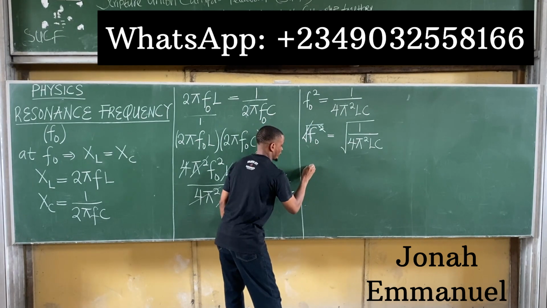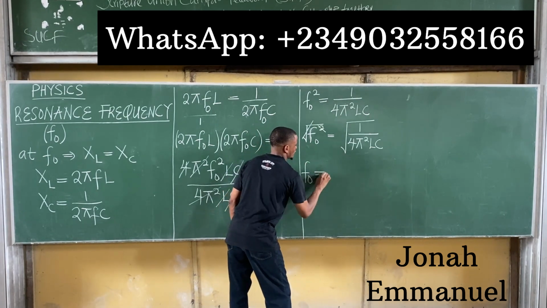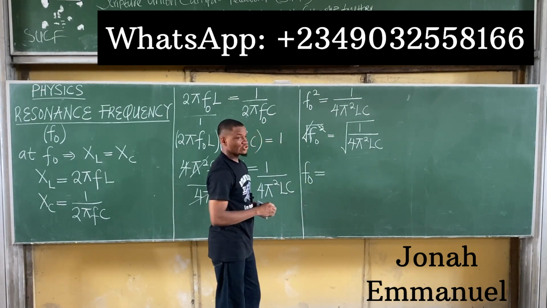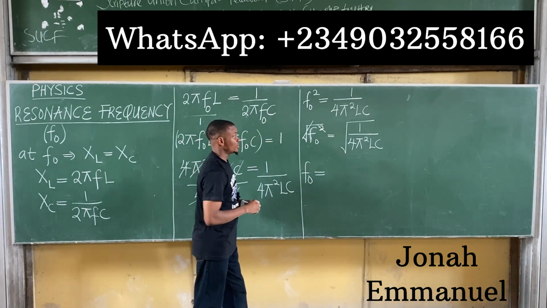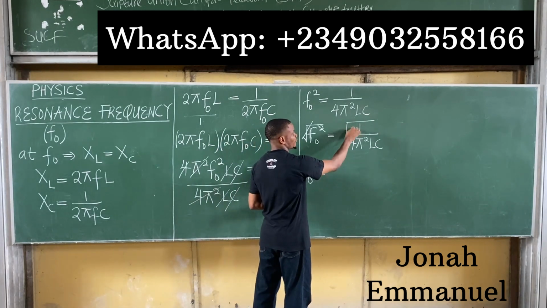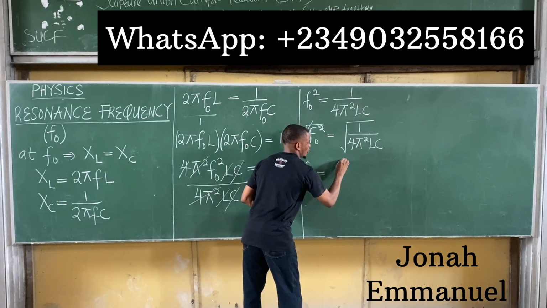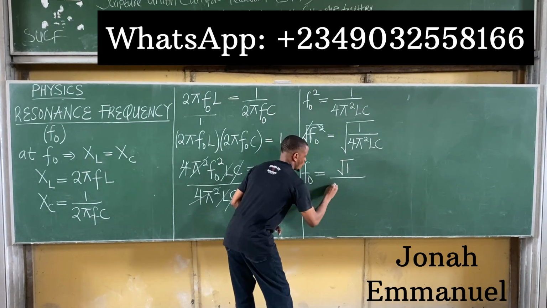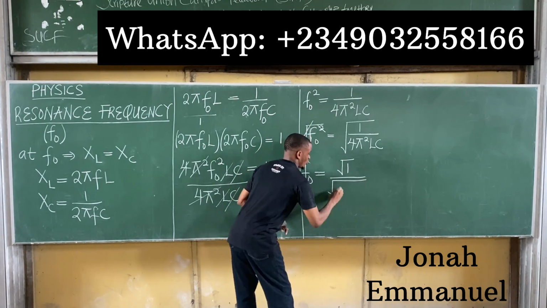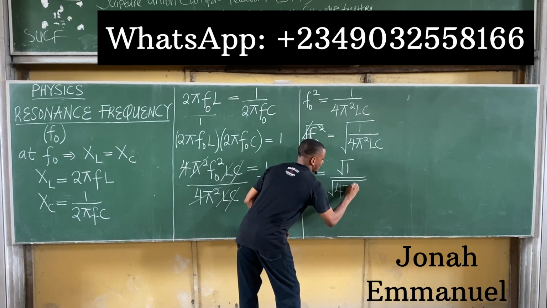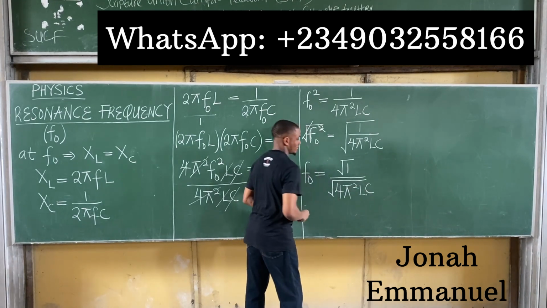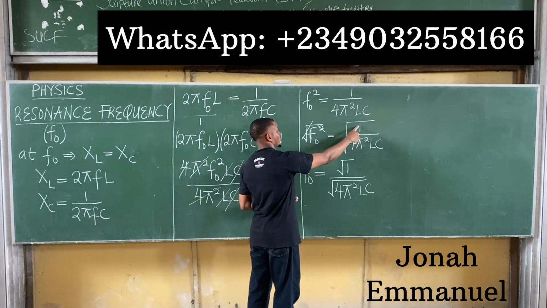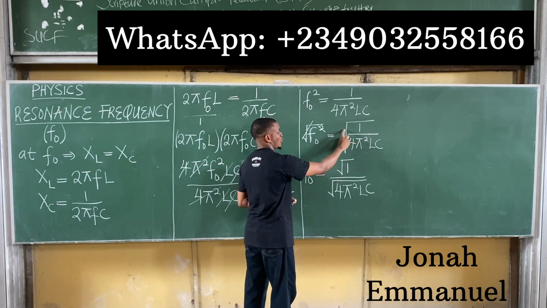You have that the resonance frequency f naught is equal to... Now, when we have a case like this, using the concept of indices, it is correct if you take the square root of the numerator, which is the square root of 1, all over the square root of the denominator, which is 4 pi squared LC. So I have this. This is mathematically correct, okay? Square root of numerator all over square root of denominator.